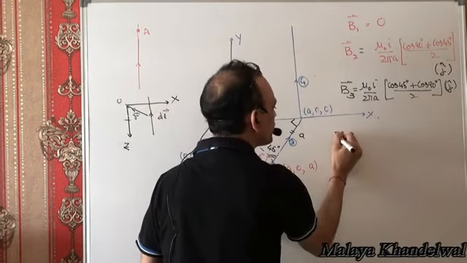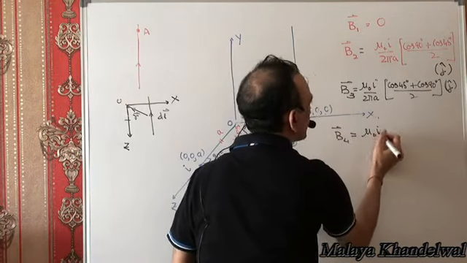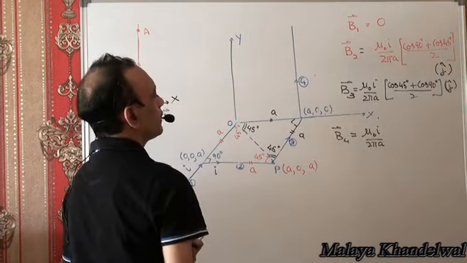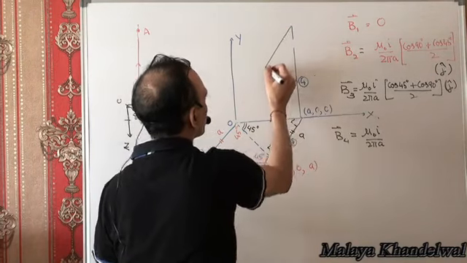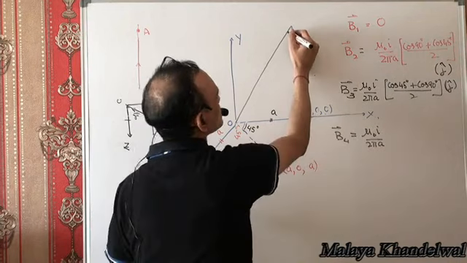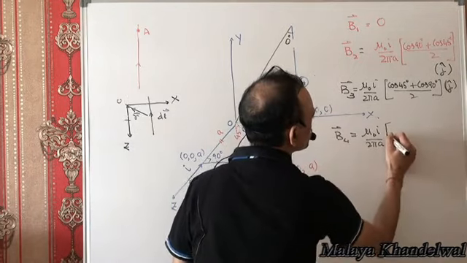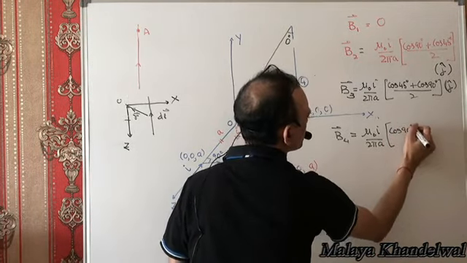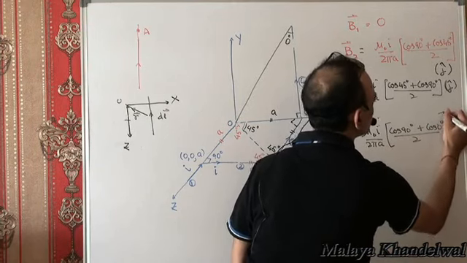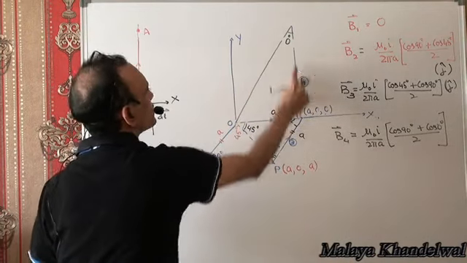What about B4? B4 again is going to be mu naught I divided by 2 pi A. Again, notice that cos 90, for the very large distance, will turn out to be 0. So that's going to be cos 90 plus cos 0, divided by 2, the magnetic field produced by this.